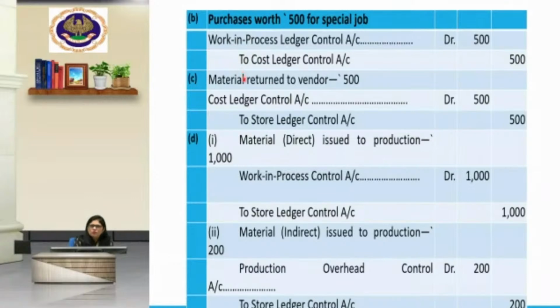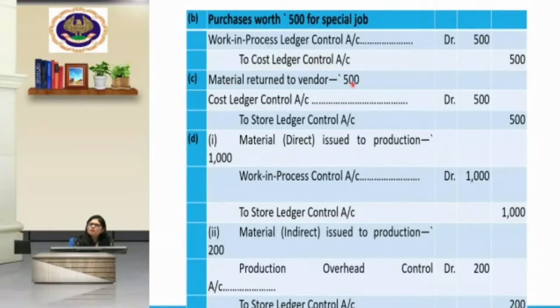It will not pass through stores ledger. All right. I hope you must have understood this. So something which is purchasing directly for a job has to go directly to the production account. It's not a purchase to maintain inventory, but directly for production. So cost ledger control account is credited in place of cash or bank or creditor. Clear? So cost ledger control account, again, I'm saying it is just recorded. It is just open to complete the double entry.